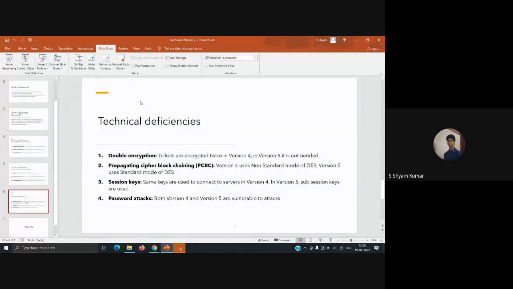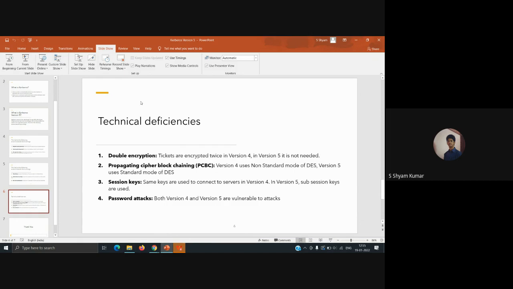Technical deficiencies. First one is double encryption, where in version 4 tickets are encrypted twice, which leads to more computational power and actually takes a lot of time. In version 5, double encryption is not used. It is encrypted only once with some other stronger encryption techniques. Second one is propagating cipher block chaining, that is PCBC. Version 4 uses a non-standard mode of the Data Encryption Standard, and version 5 uses the standard mode of the Data Encryption Standard.